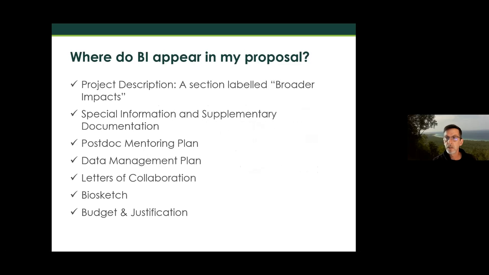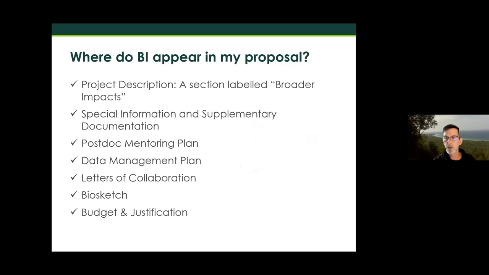So where does your BI plan go in your proposal? Well, it goes almost everywhere. It certainly should be in the project description, where you will most likely have a section labeled broader impacts, but it can also show up in the special information and supplementary documentation of your proposal.